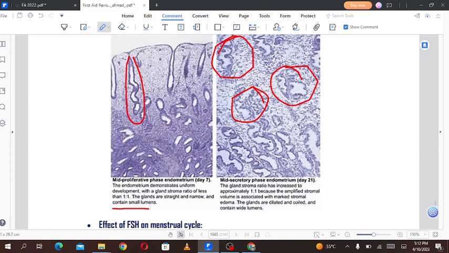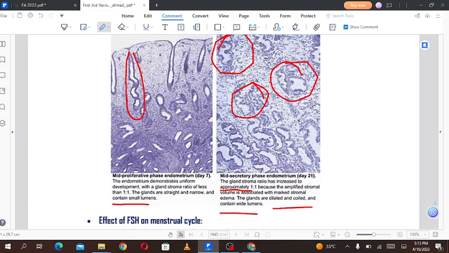In the case of the mid secretory phase, endometrium, day 21, the gland to stroma ratio has increased to approximately 1:1. So the stroma, the interstitium you may call it, to the gland ratio, the circle things, has become close to 1:1, because the amplified stromal volume is associated with a marked stromal edema. The glands are dilated and coiled and contain wide lumens. In the proliferative phase they were straight glands, but in this case they have wide lumens and they are tortuous.